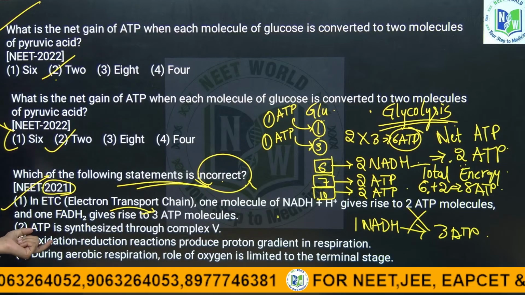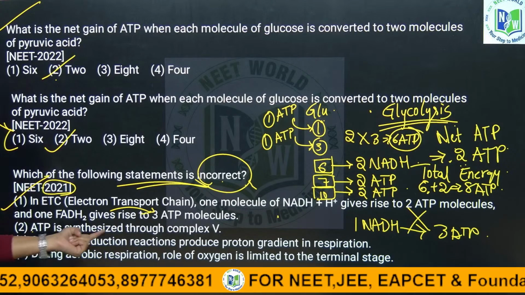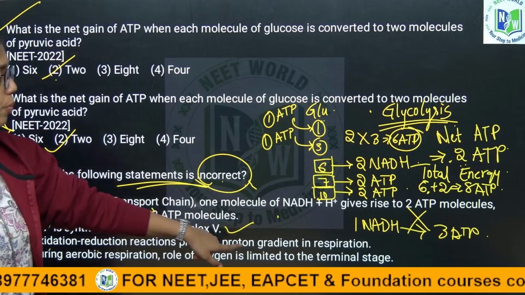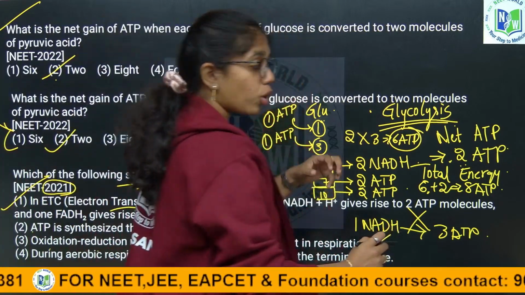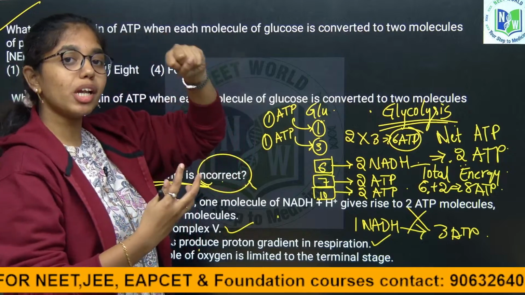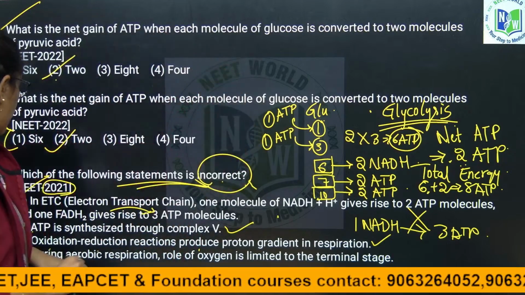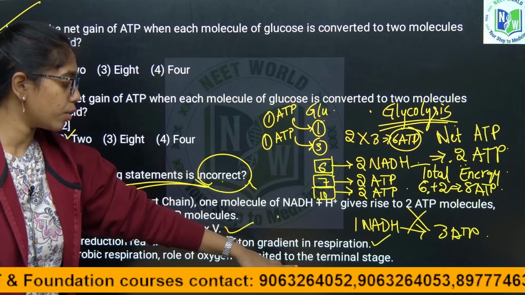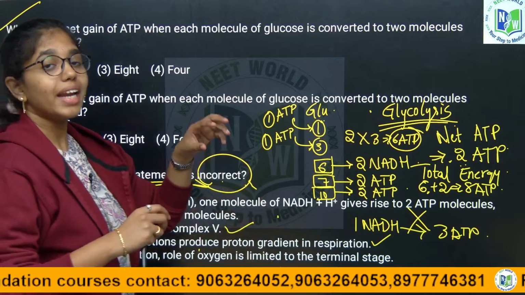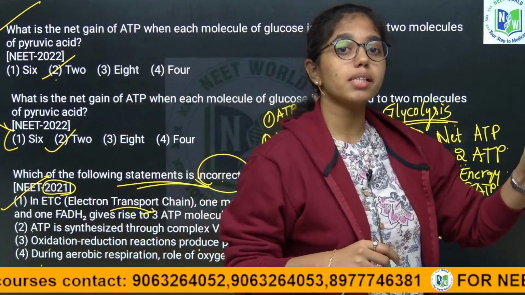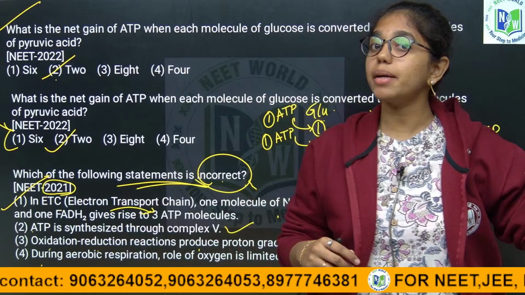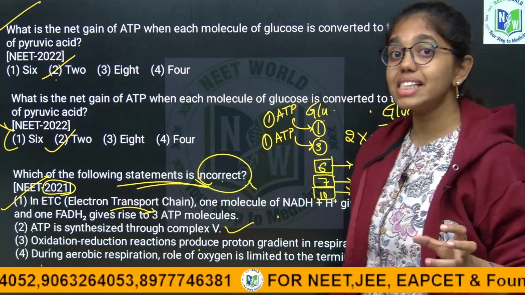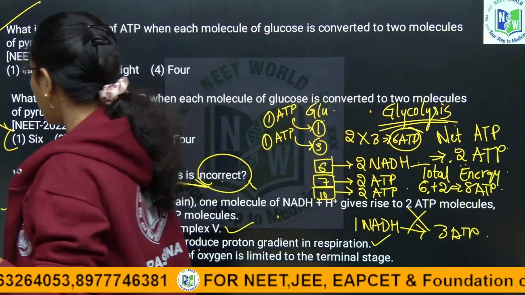Second option, ATP is synthesized through complex 5, correct. Oxidation reduction reactions produce proton gradient in respiration. Proton gradient between what? Intermembrane space and mitochondrial matrix. Then during aerobic respiration, role of oxygen is limited to the terminal stage. Yes, in ETS, what is the terminal acceptor of the electron, or the ultimate acceptor of the electron? That is oxygen. Oxygen is the ultimate acceptor of the electron.